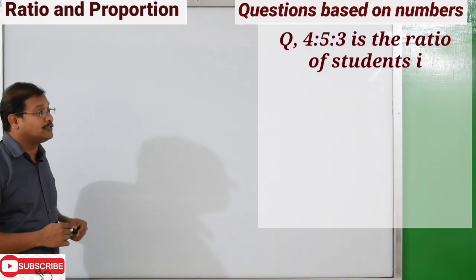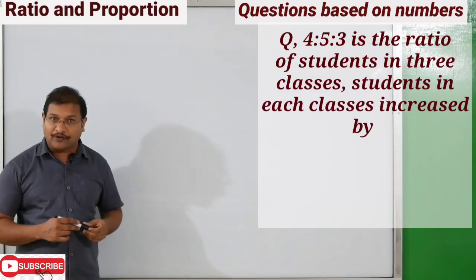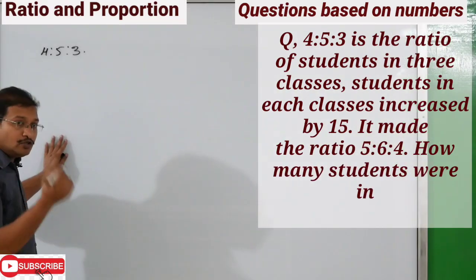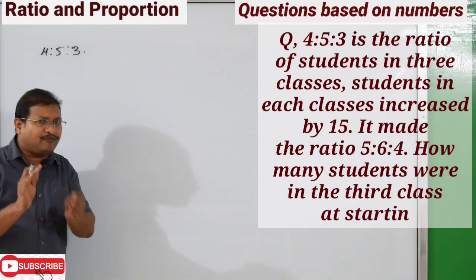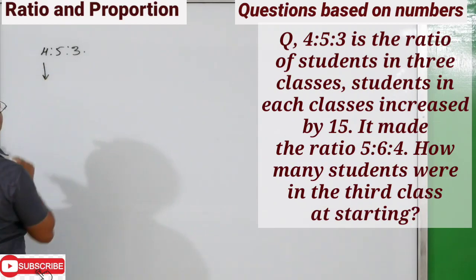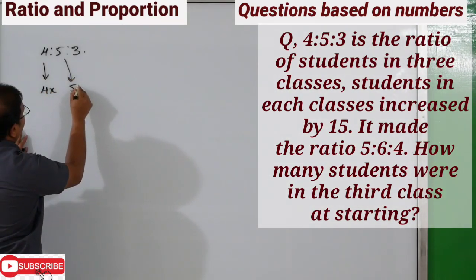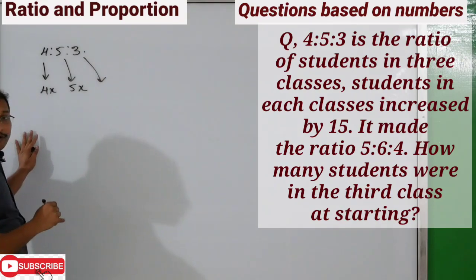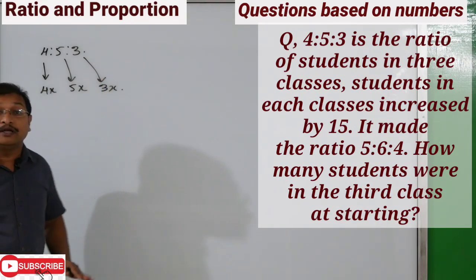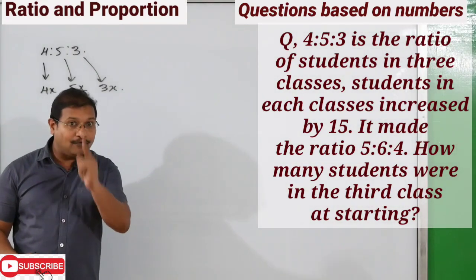4:5:3 is the ratio of the students in 3 classes. Students in each class increased by 15. It made the ratio 5:6:4. So this time we'll do a bit different method. We'll take the first class number of students as 4x, second class 5x, and the third class 3x. I am not writing the steps because in the exam it's not mandatory to write all the steps. You need to write the answers very fast.